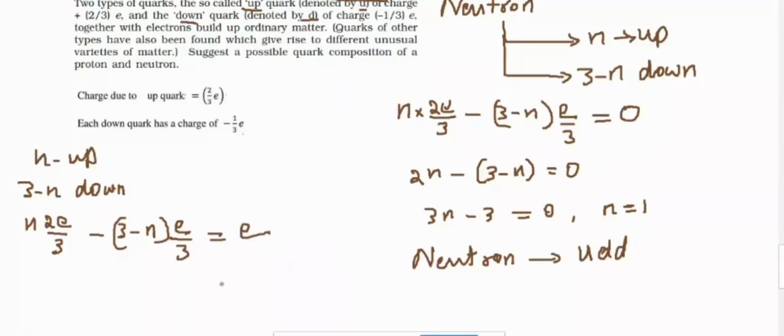Simplify the equation in the same way. You will get the answer n is equal to 2, which means proton consists of 2 up quarks and naturally 1 down quark. So you can represent proton as UUD, 2 up quarks and 1 down quark.